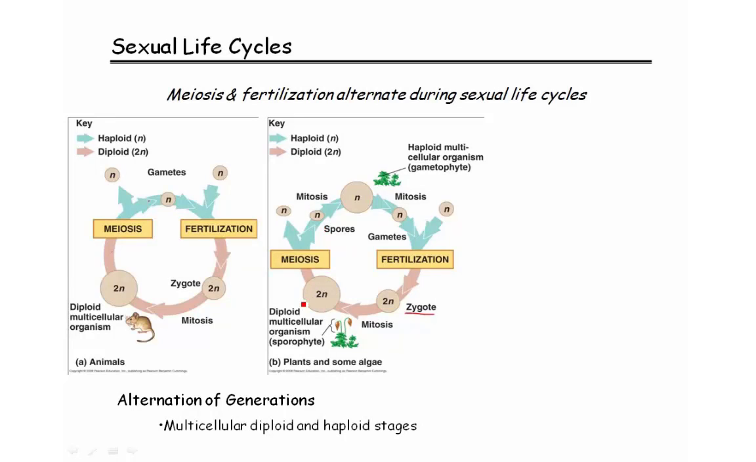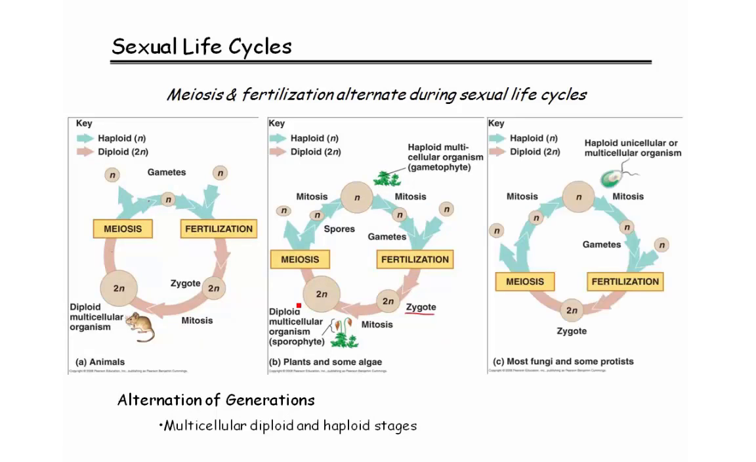And notice the role that meiosis and fertilization are playing in this. They allow the transition between the haploid and the diploid stage, or the diploid and the haploid stage. Just another variation that we can see is when we look at fungi. In this case, very little of the time is spent on the zygote side, the diploid side, and most of the life is spent on the haploid side.